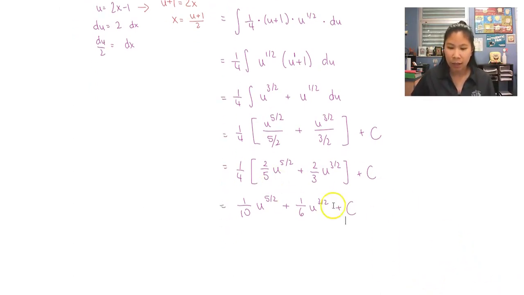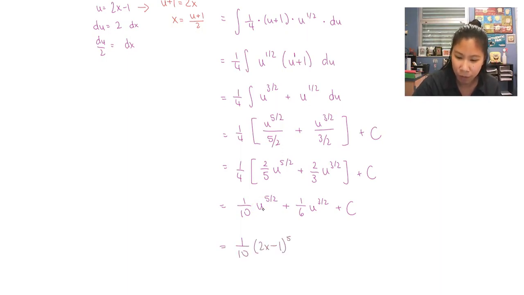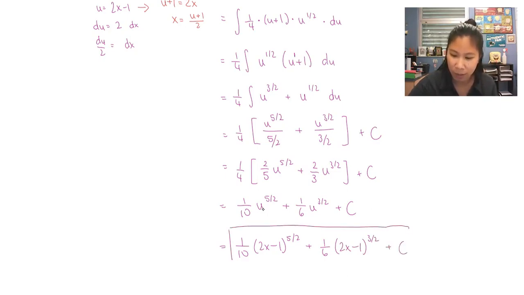And then we just have to rewrite this in terms of x's now because we're done integrating, so we don't need the u's anymore. So earlier we said u was equal to 2x minus 1. So raise that to the 5/2 power plus 1/6 times 2x minus 1 raised to the 3/2 power plus c. And then I am done. That is my final answer.